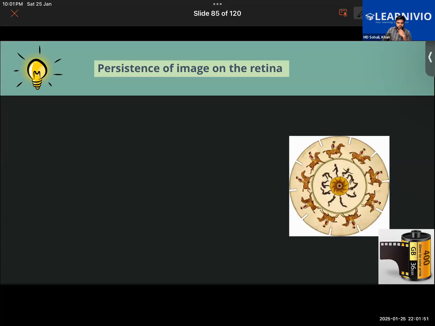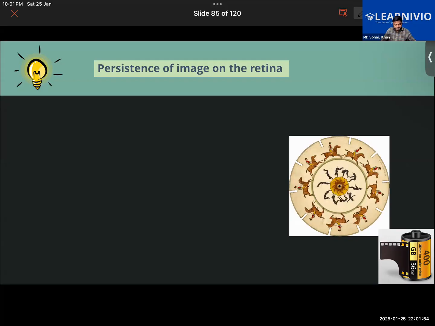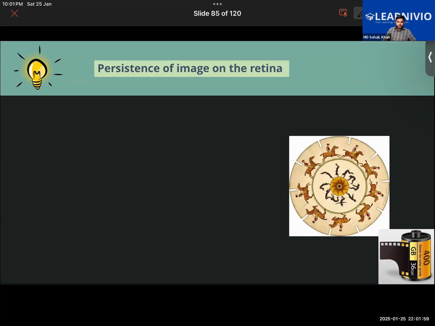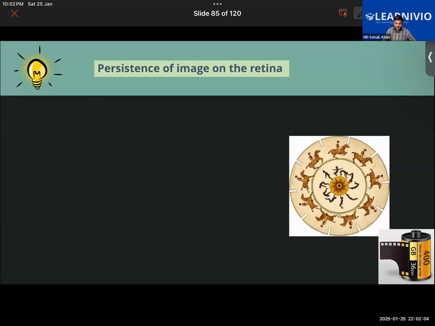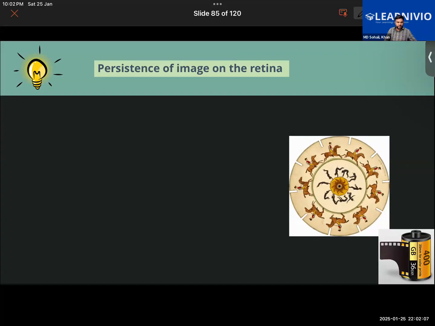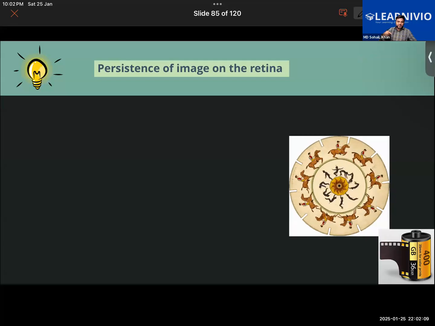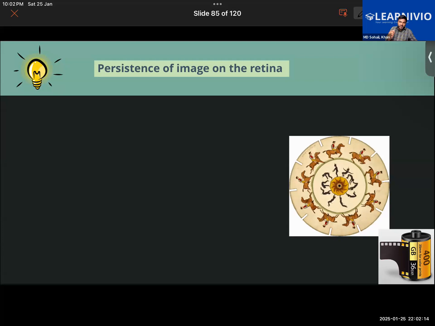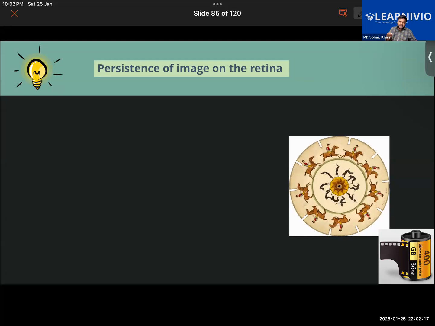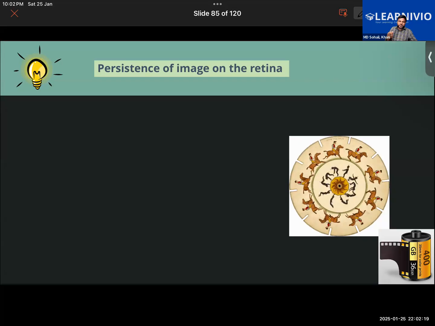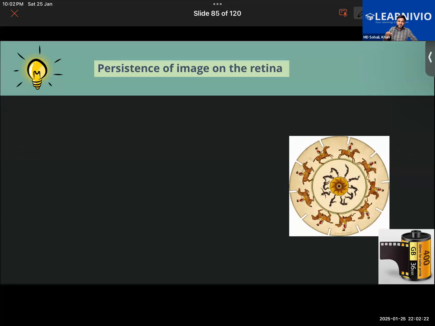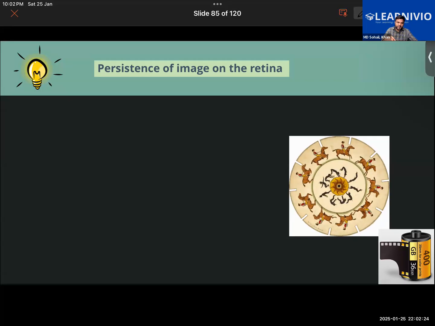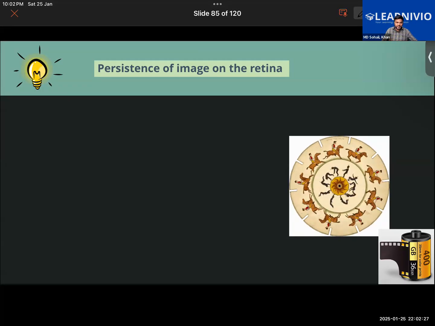So it is when an image stays in our eye for 1/16th of a second, even if the image passes. That is persistence of vision, persistence of image on the retina. It's the capability of the human eye to retain the image of an object for a very small moment, about 1/16th of a second, even if the object has disappeared from our view, right? That is one thing.